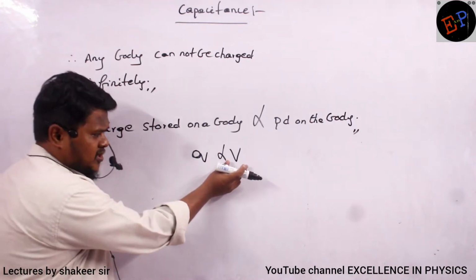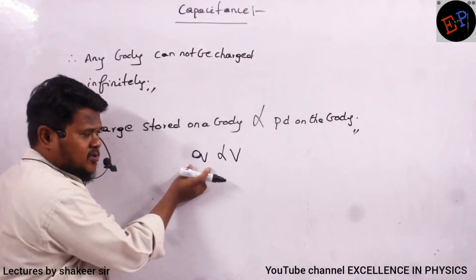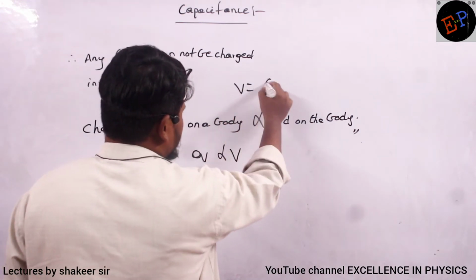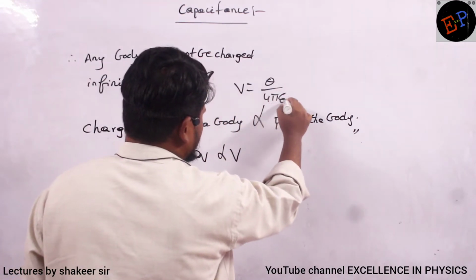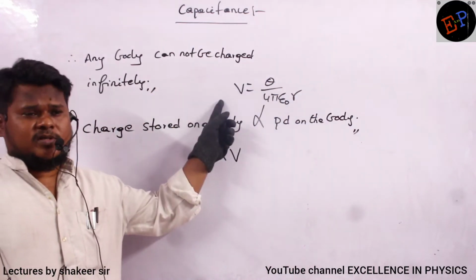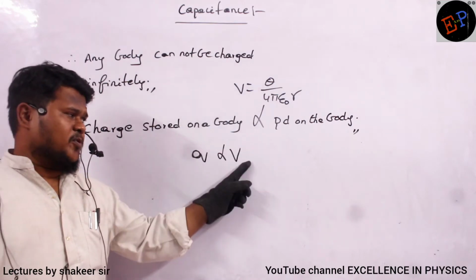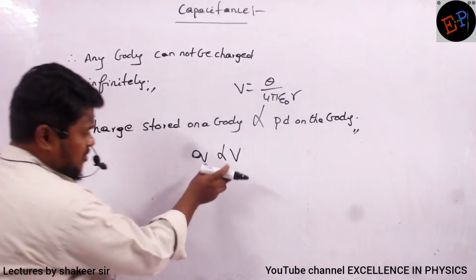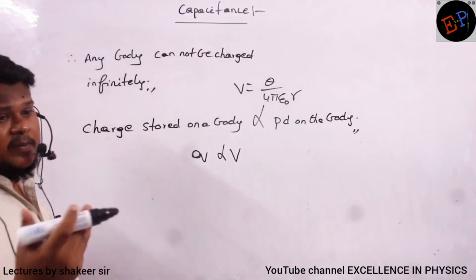If there is more potential difference, it means more charge is present, no? Because what is the equation of potential? V equals Q by 4 pi epsilon naught R only, no, for spherical bodies. So Q is directly proportional to V. With more potential difference, you are able to store more charge. And the amount of storing of charges depends upon the capacitance of the body.